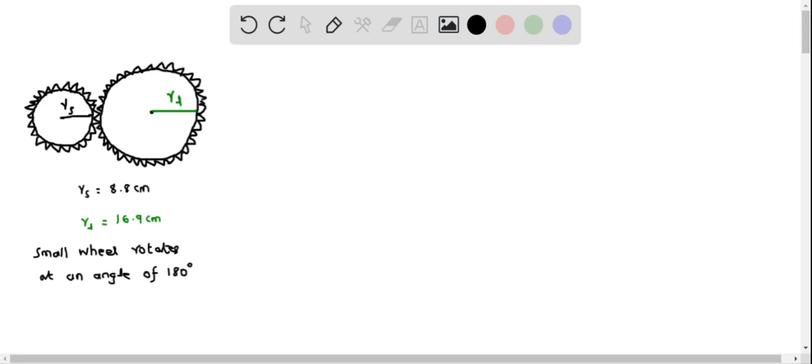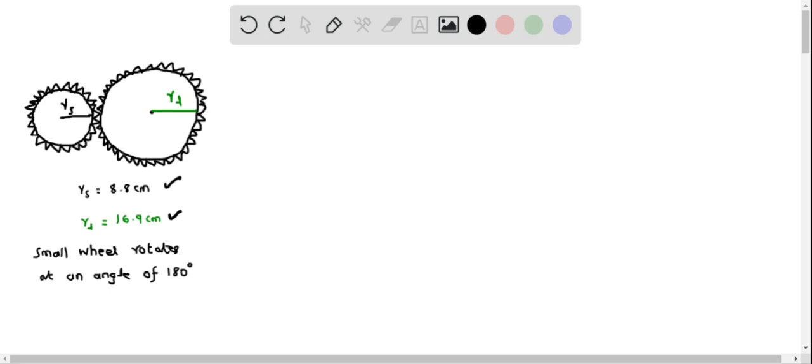So we want to find the angle swept by the larger wheel when the small wheel rotates at an angle of 180 degrees. So let's see how to determine that. Let R_S represent the radius of the small wheel, which is given as 8.8 centimeter, and R_L represent the radius of the large wheel, which is 16.9 centimeter. So first, I'm going to consider the smaller wheel.